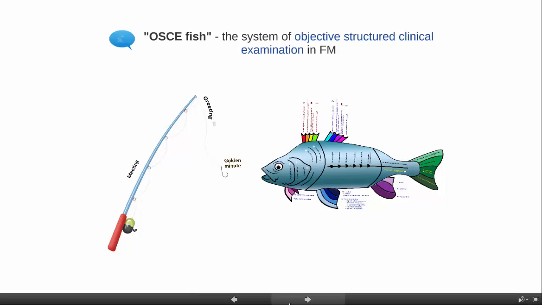the scheme of fishing. What do we do when we go fishing? We need a fishing rod. In our meaning, fishing rod is meeting the patient. Then we need a fishing line, which is greeting the patient. And then we need a hook, which is golden minute. So, please try to understand the system of OSCE FISH, and it will definitely help you in your future practical and clinical work.